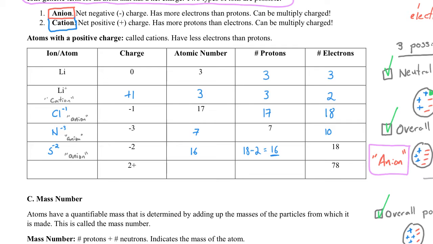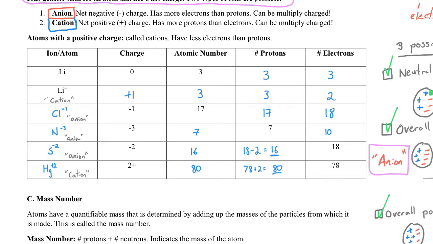Let's try the last row. Here we're also given the number of electrons and the charge. However, the charge here is positive. That means we're dealing with a cation. Now we see that there's a +2 charge. That means there are 2 more protons than there are electrons. So if we have 78 electrons, that means we must have 80 protons. And that's how we know we're dealing with a mercury +2 cation.